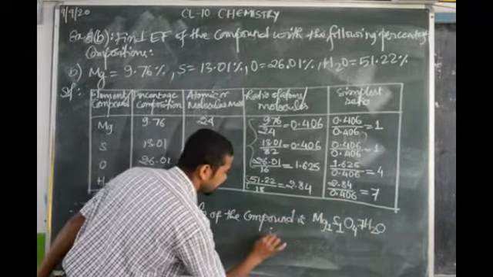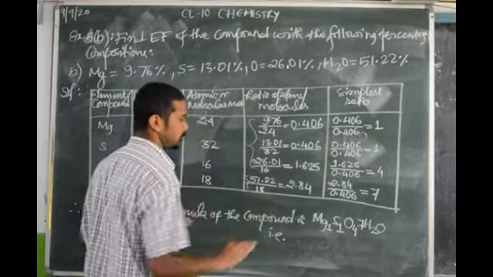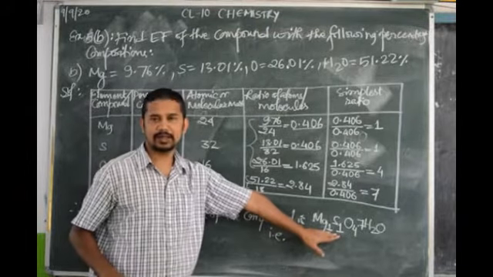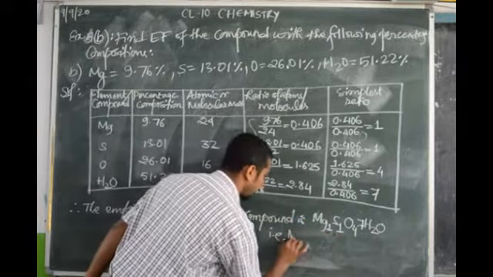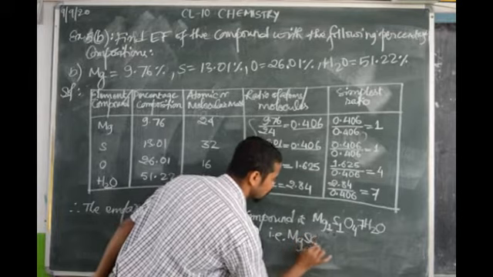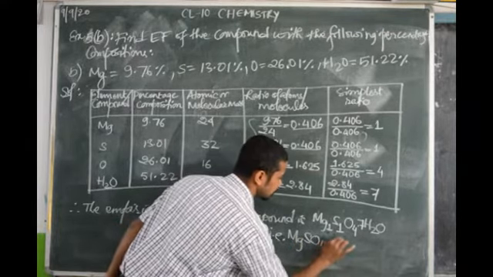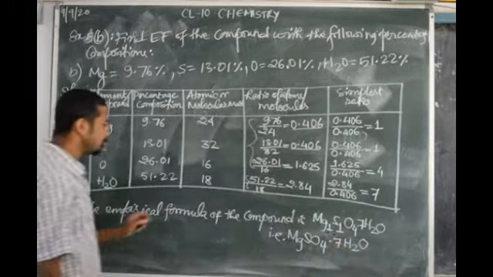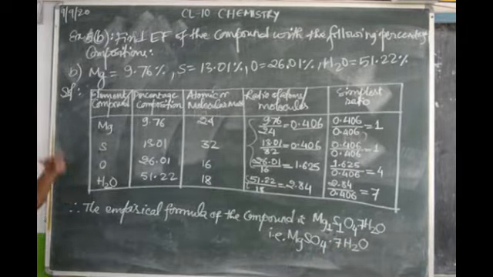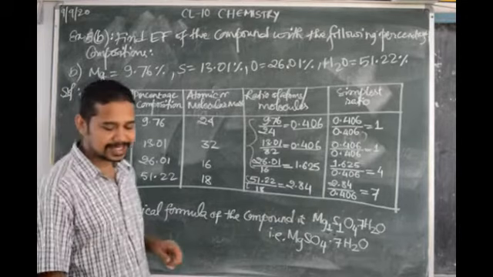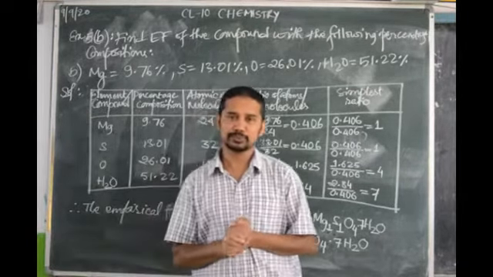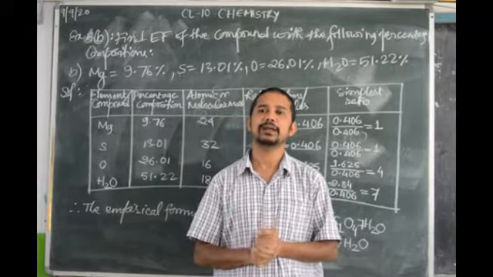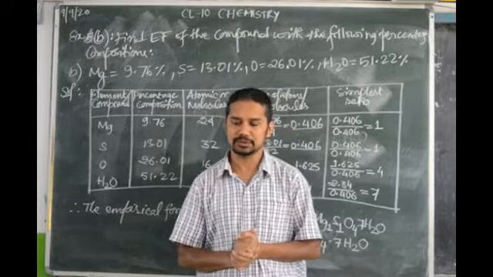So, if you write it in a very simple way, ignoring 1, it will be MgSO4 dot 7H2O. This is the empirical formula of the compound. So, this is how we calculate the empirical formula of a compound.